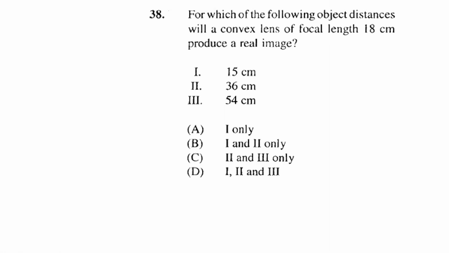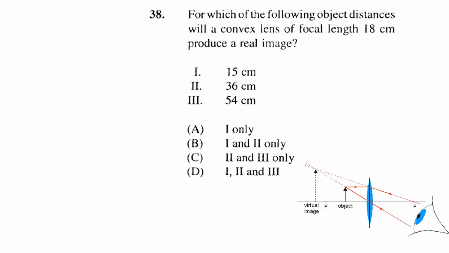Number 38. For which of the following object distances will a convex lens of focal length 18 centimeters produce a real image? 1, 15 centimeters, 2, 36 centimeters, 3, 54 centimeters. A, 1 only, B, 1 and 2 only, C, 2 and 3 only, D, 1, 2 and 3. The answer is C, 2 and 3 only, because it will produce a real image when the object distance is greater than the focal length 18 centimeters. If it is less than 18 centimeters, which is 1, 15 centimeters, then it will produce a virtual image.